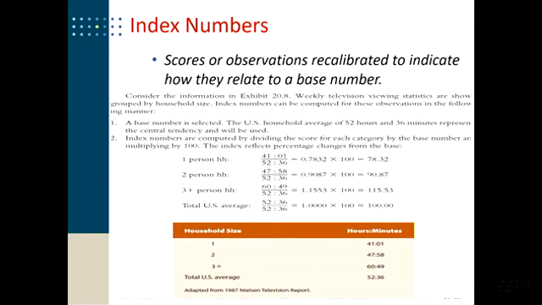So what we'll be doing now is creating some index numbers. As I have said, in an index number we transform each observation to a different number in relation to one base number. In this case, our base number is the US average, that is 52 hours, 36 minutes. Okay? So that's our base number.